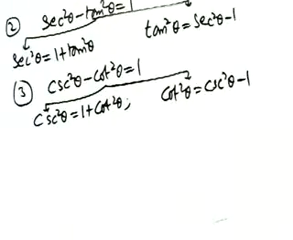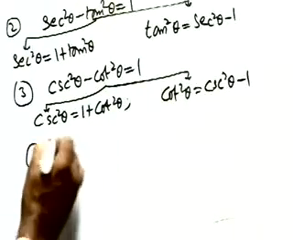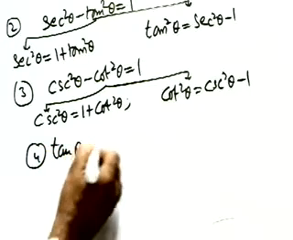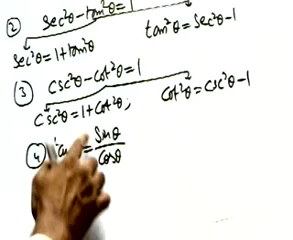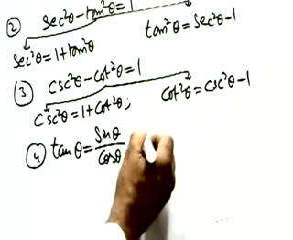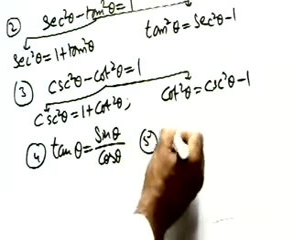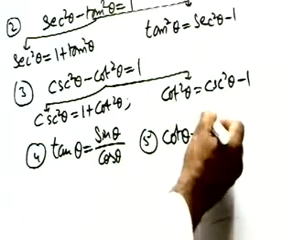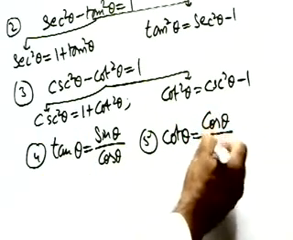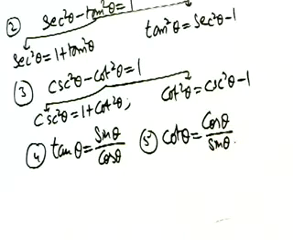One more thing, let me write here tan theta. Tan theta is written as sin theta by cos theta. So sin by cos will be tan theta. In the same way, cot theta. Cot is the reciprocal of tan, so reverse this: cos theta by sin theta.